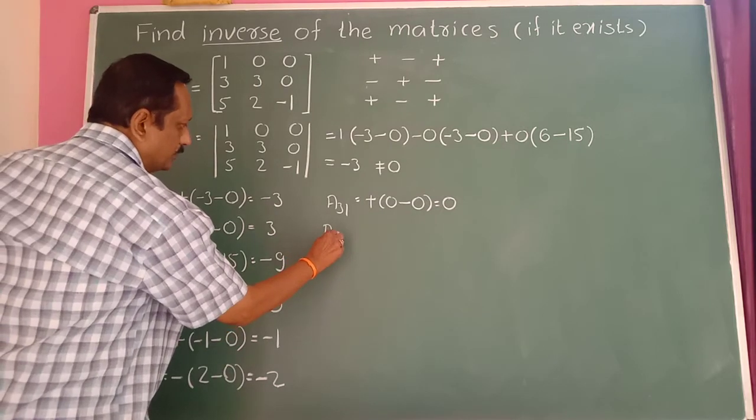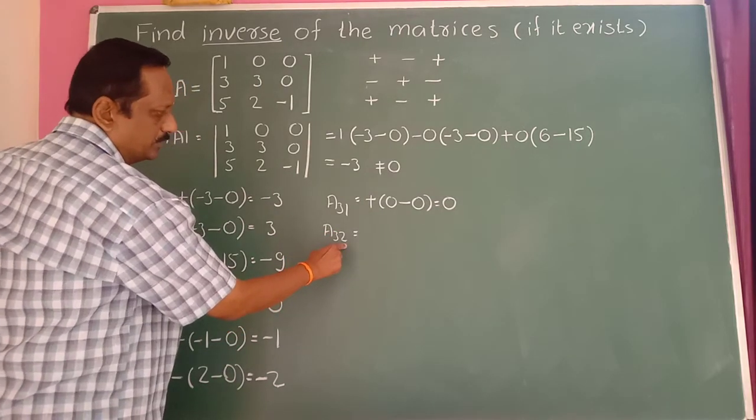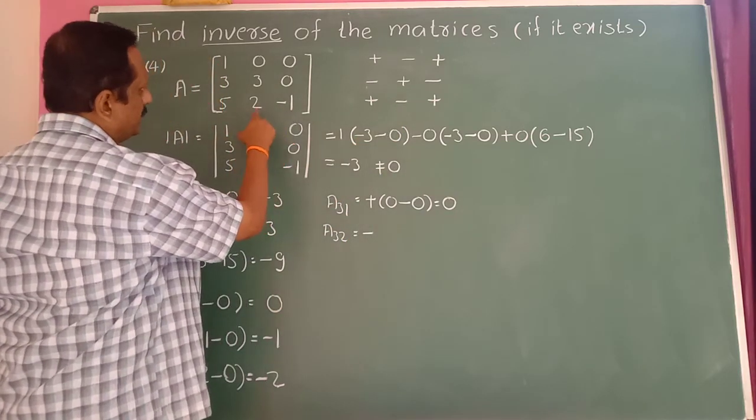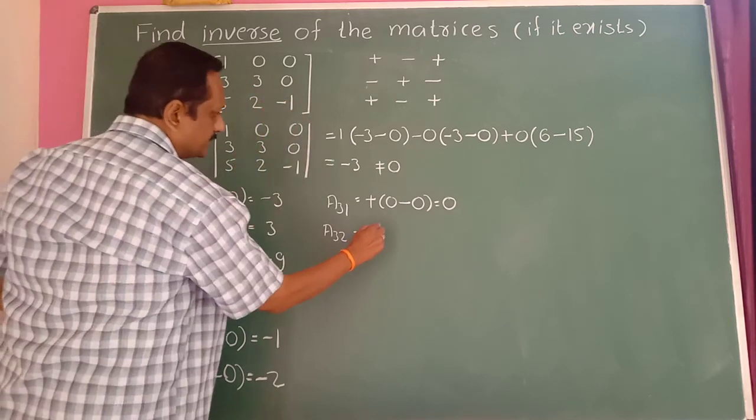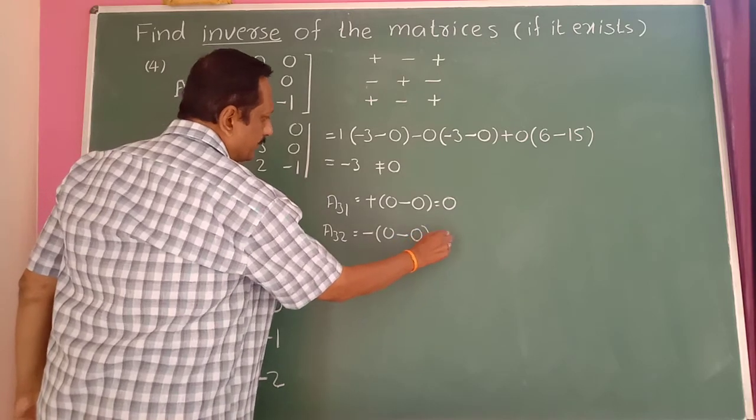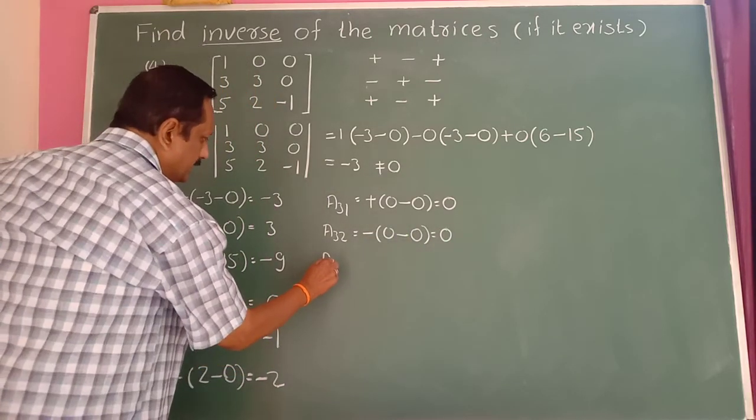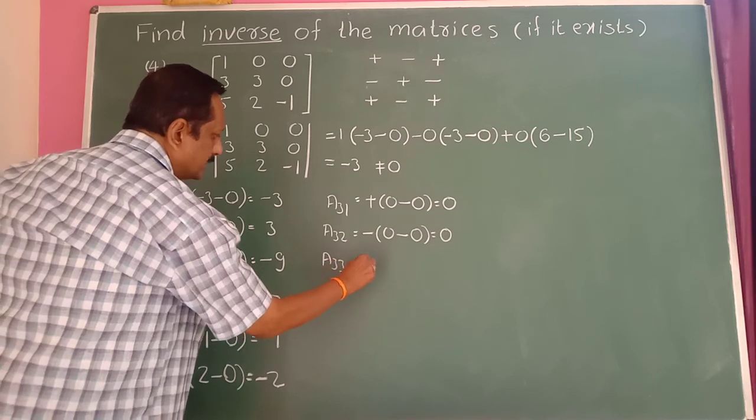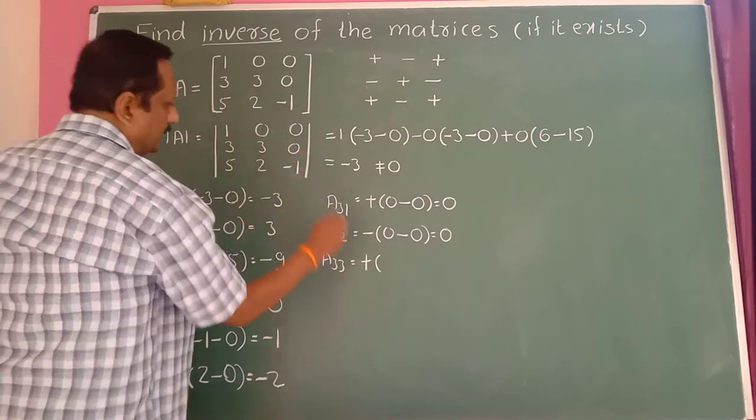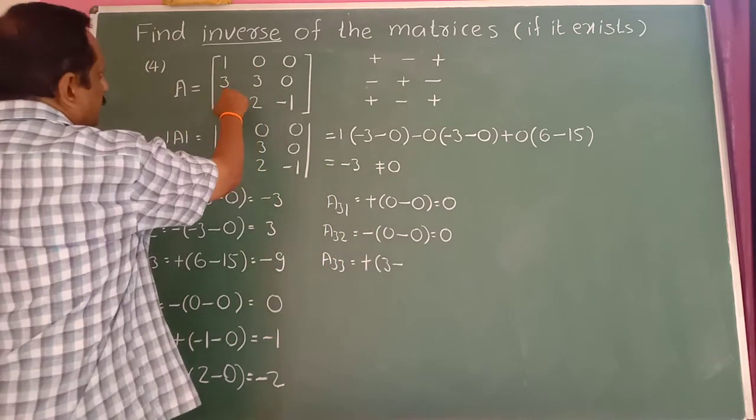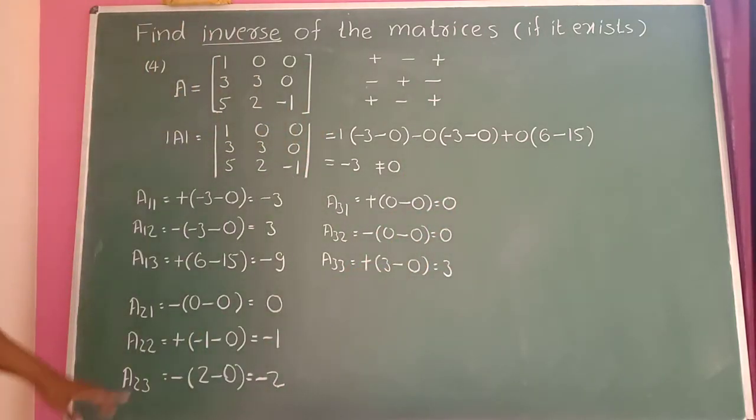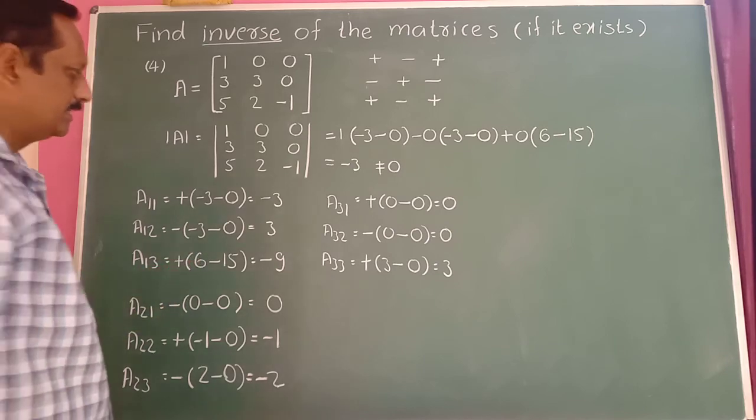Then A32. A32 here. 3 plus 2, 5, an odd number. Take care minus sign. Means this minus here. Deleting third row and the second column here. 1 into 0 becomes 0. Then 0 into 3 becomes 0 here. So therefore this is equal to 0. Then A33. A33 here plus sign. Deleting third row and third column here. 1 into 3 becomes 3. So right here 3. And 0 into 3 becomes 0 here. Hence this is equal to 3 here. So these are all the cofactors of corresponding elements here.